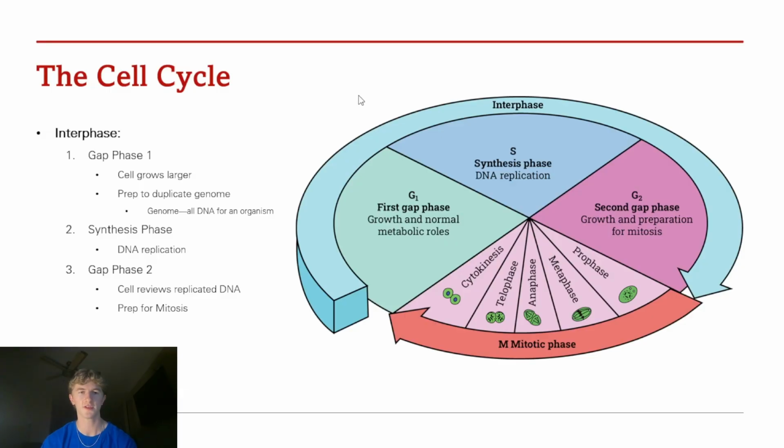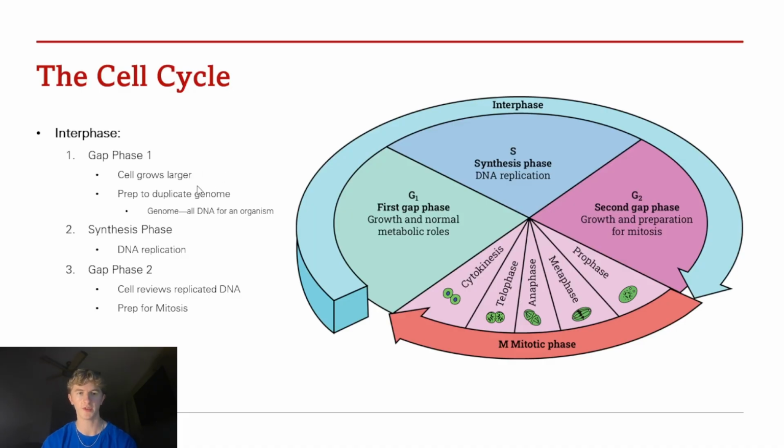So the first part of the cell cycle that we're going to be talking about is interphase. Like we said, interphase takes up a vast majority of the cell cycle, and interphase itself can be split into three different phases. The first one is gap phase 1, the second is synthesis phase, and the third is gap phase 2. In gap phase 1, the cell is going to be just growing larger in general and is going to be preparing to duplicate the genome.